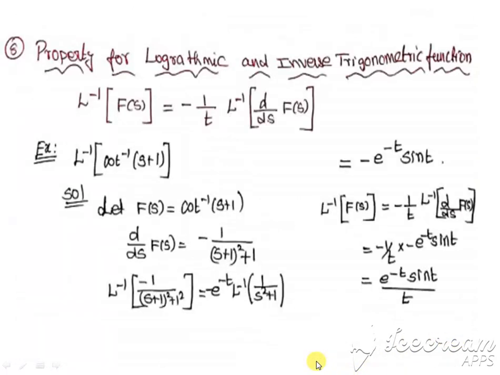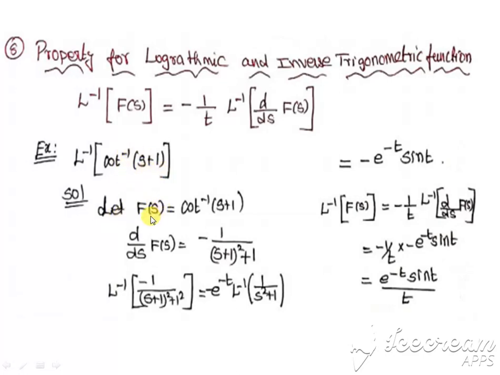Next, the 8th property, the property for logarithmic and inverse trigonometric functions. Take the given function as f of s. If f of s is logarithmic or inverse trigonometric, we need to use this property. First take the derivative of the given function, find the inverse of that derivative, and simply multiply by minus 1 by t. Example: L inverse of cot inverse of s plus 1.